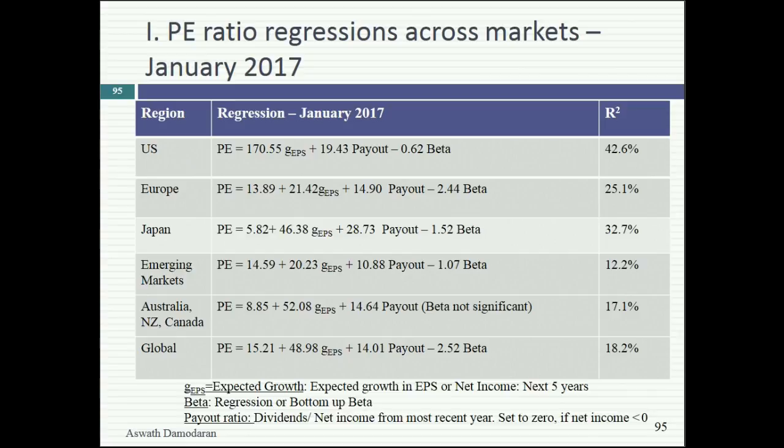So this is a PE regression: growth, payout, beta. Notice Australia, New Zealand, Canada. Beta is not in the regression because I tried it. The coefficient was statistically not significant, so I took it out of the regression.